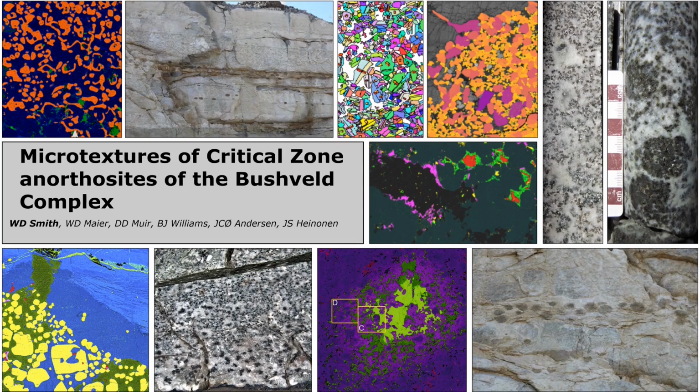Today I'm going to be presenting microtextural data of critical zone anorthosites in the western lobe of the Bushveld complex. I'm going to describe some petrological peculiarities of the Marinsky Reef, the boulder bed and the mottled anorthosites, and suggest that these units may somehow be connected.